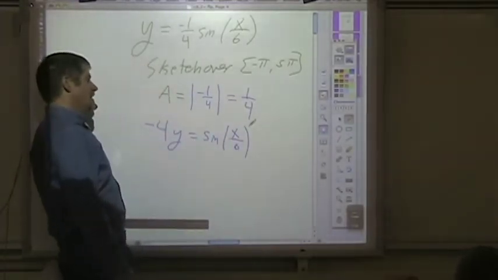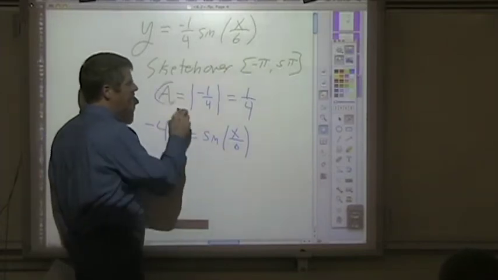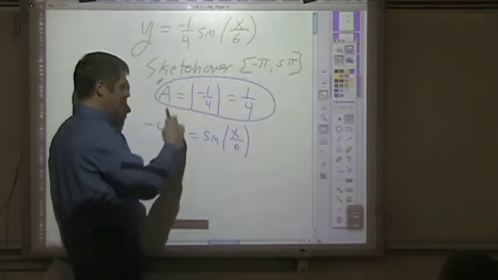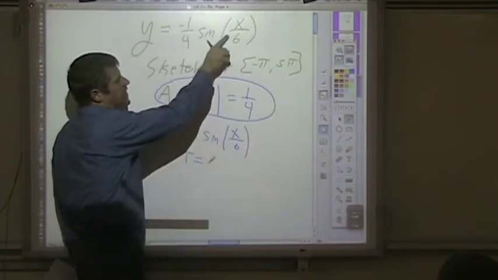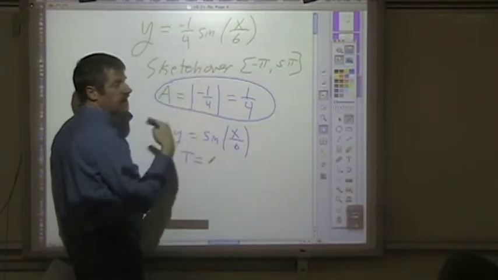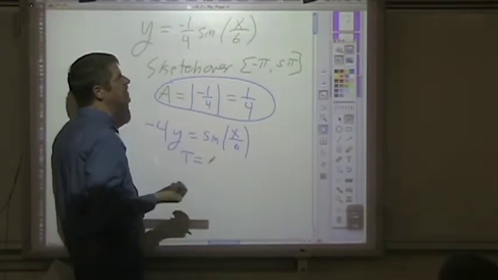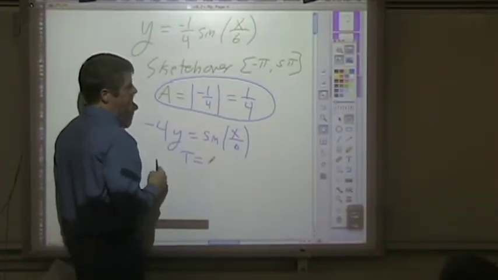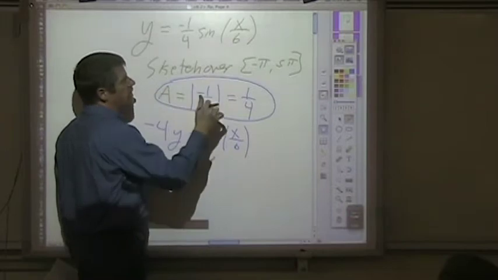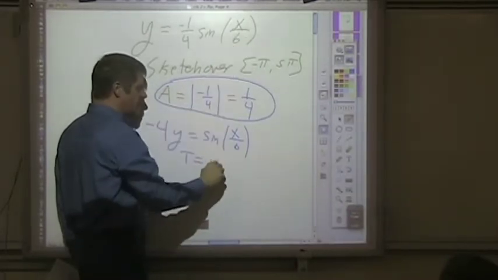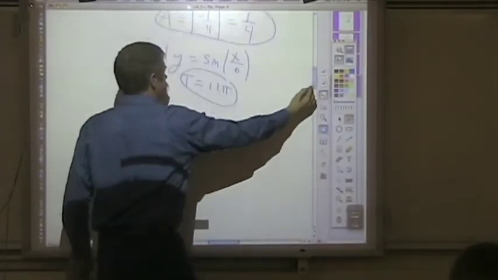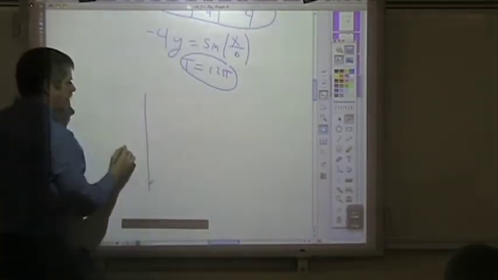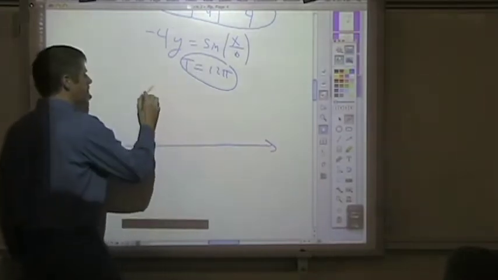And now the period. We know the period is ordinarily 2 pi, but we see that the period is sensitive to horizontal compressions and stretches. So Stephen, tell me what you think the period is going to be. 12 pi. Yeah, it's ordinarily 2 pi multiplied by 6 to get 12 pi. So now let's set up our axes. And let's do the whole thing from 0 to 12 pi.